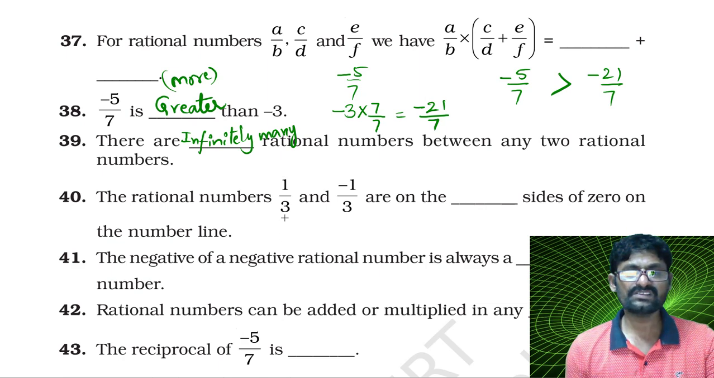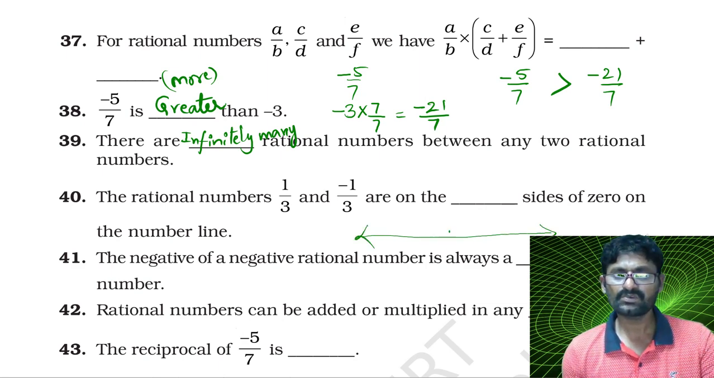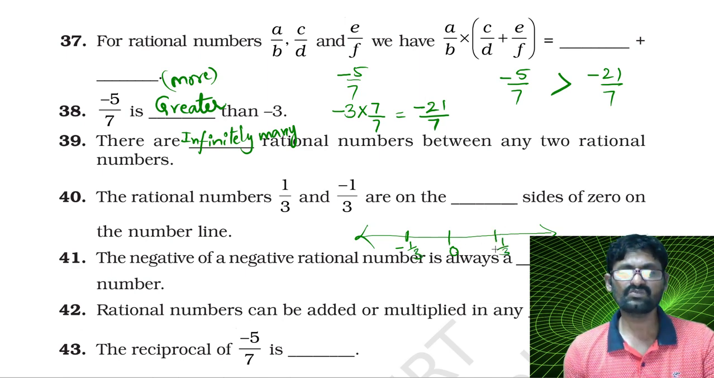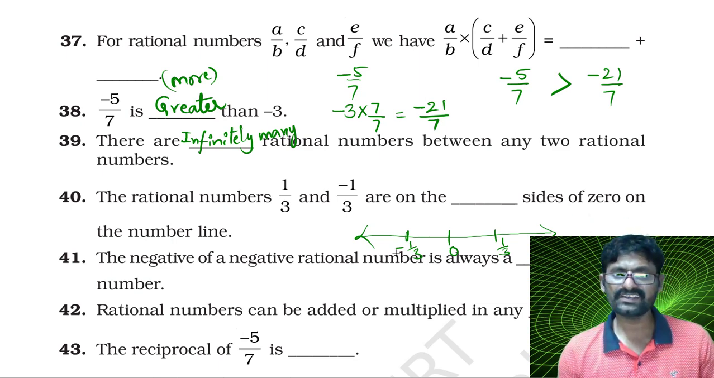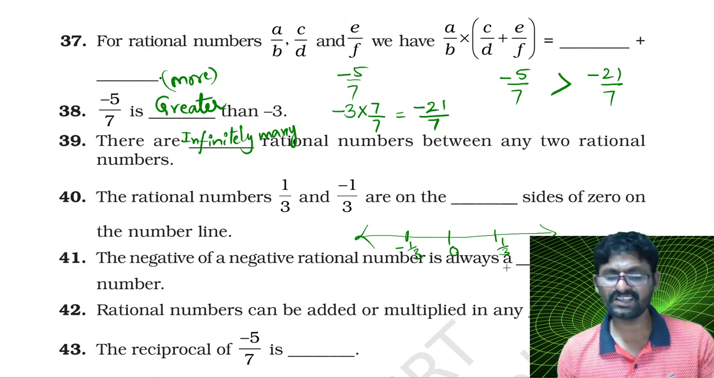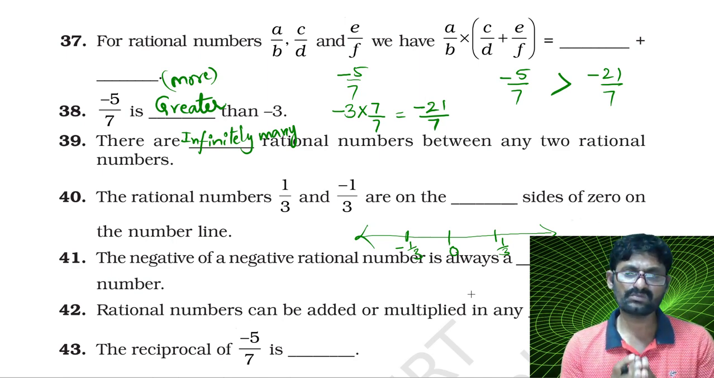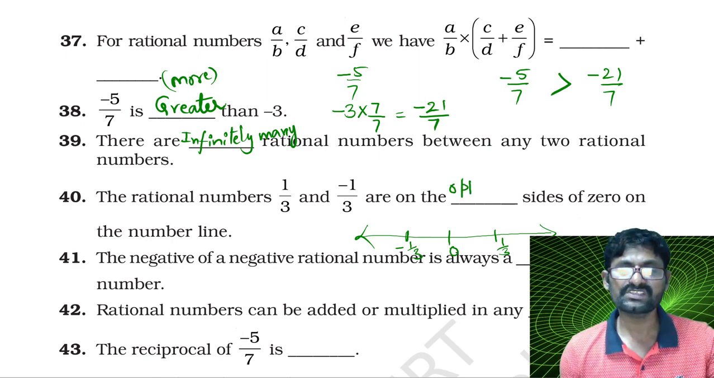The rational numbers 1 by 3 and -1 by 3 are on the dash sides of 0 on the number line. So on the number line, if you take this as the number line, suppose this is 0, then where will be this 1 by 3 and -1 by 3? Suppose here is -1 by 3. On the right side also at the same distance from 0, that will be +1 by 3. So on the number line, this -1 by 3 and +1 by 3 are on opposite sides. So 1 by 3 is at right side and -1 by 3 is at left side. So we can say these two are on opposite sides of 0 on the number line. So we write here opposite.